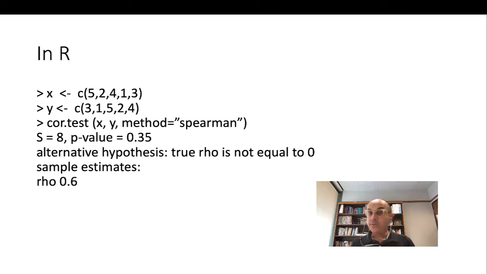So in R, I simplified the process. I did the analysis. It will come up with S and a p-value, and the alternative is that rho is not equal to 1. The sample estimate is 0.6.